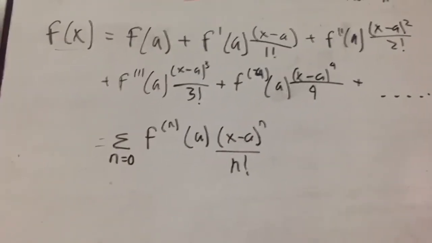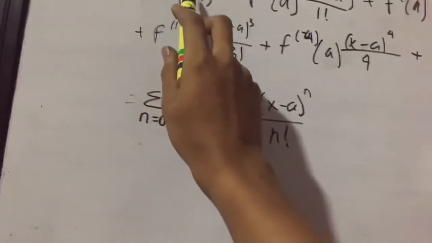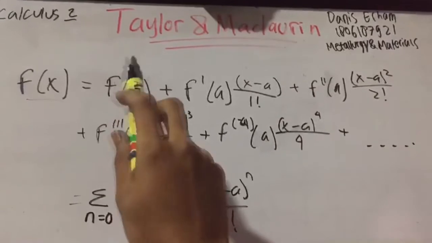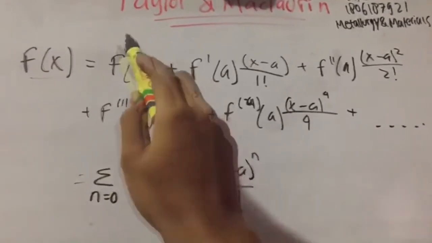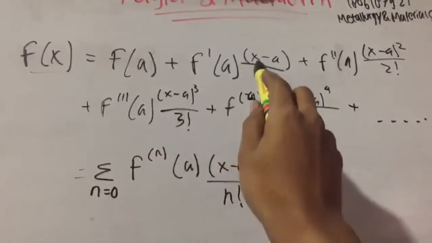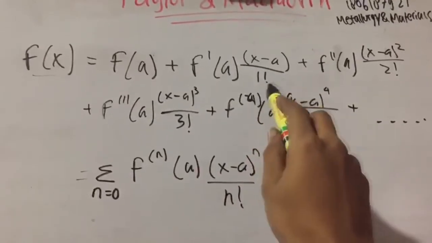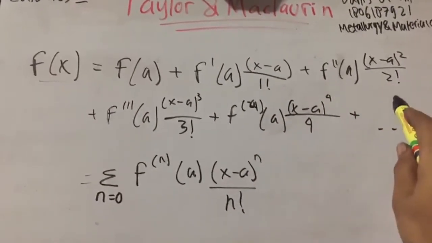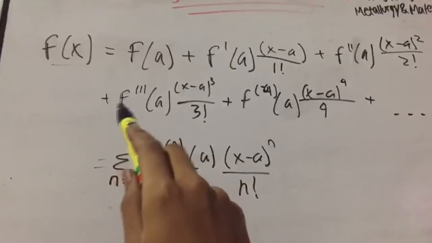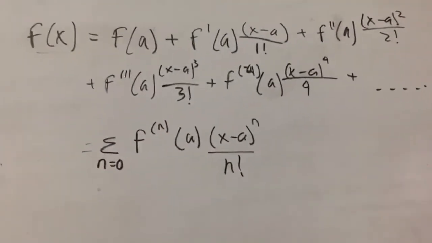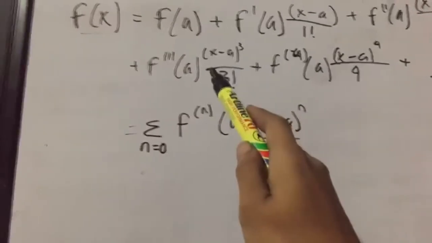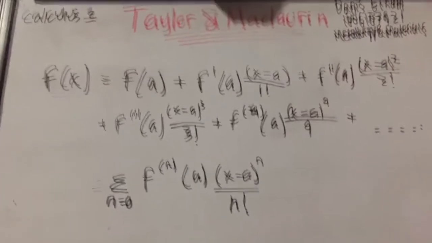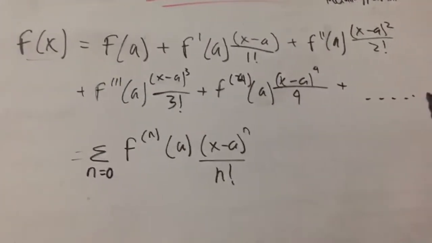The idea is you're going to center this at some value a. So we write f(a) plus f prime(a) times (x minus a) to the first over 1 factorial, plus f double prime(a) times (x minus a) to the power of 2 over 2 factorial. These patterns keep continuing: the derivatives get higher, the powers get higher, the factorials get higher, and this keeps going on and on.